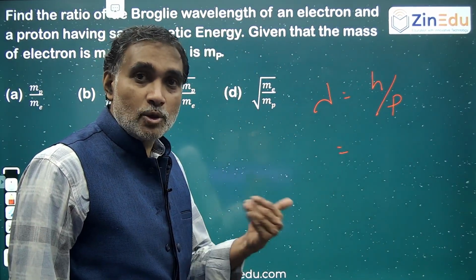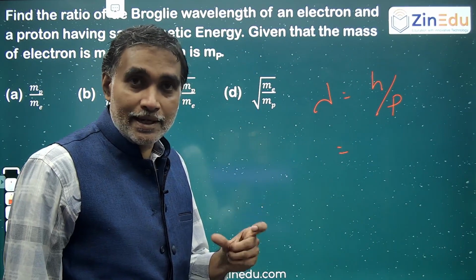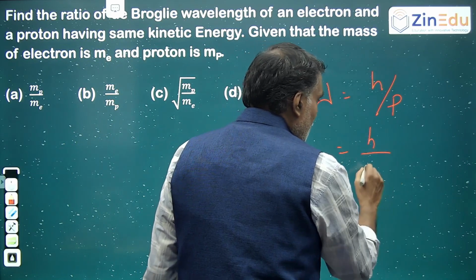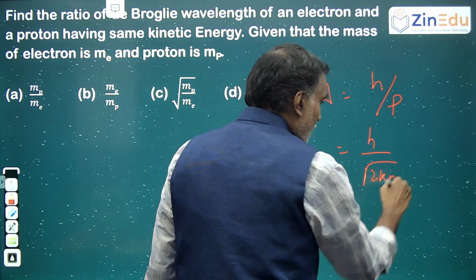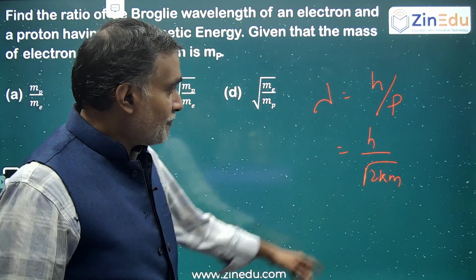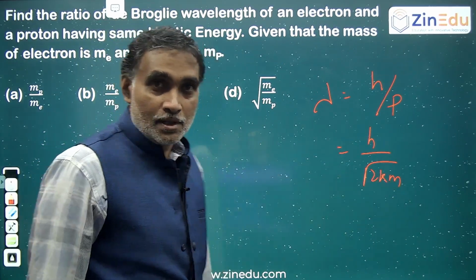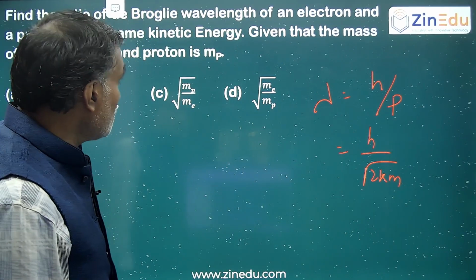P square by 2m is kinetic energy, where k is kinetic energy. And what is momentum? Root 2 km. So, lambda is h by root 2 km. So, if kinetic energy is same for two particles, de Broglie wavelength is inversely proportional to root m.